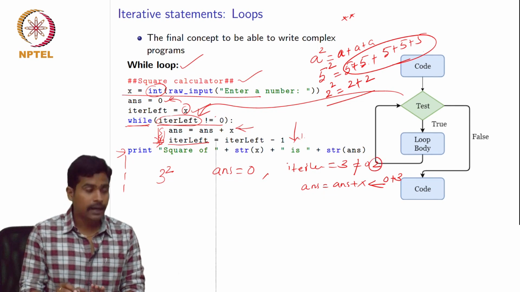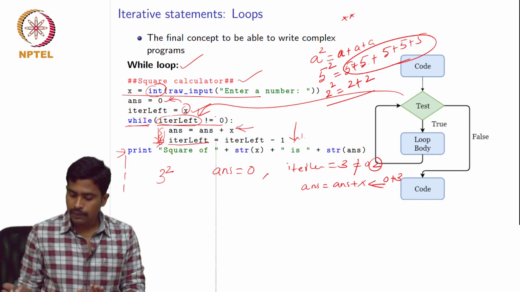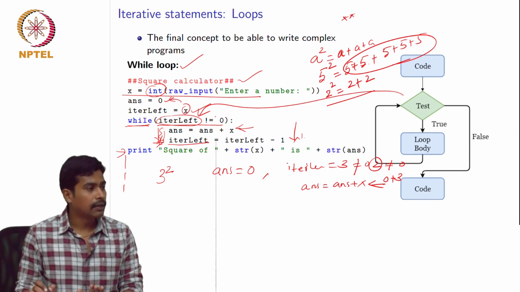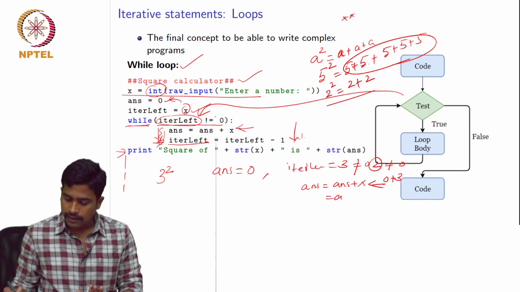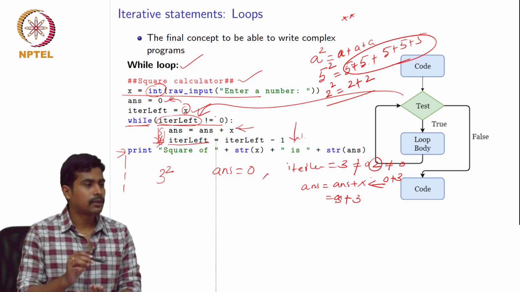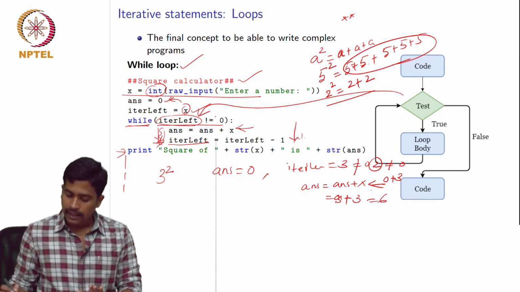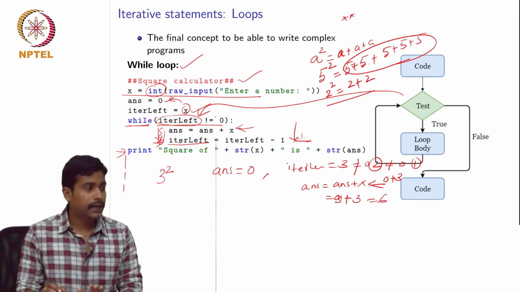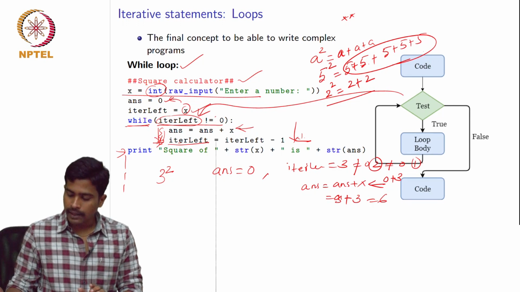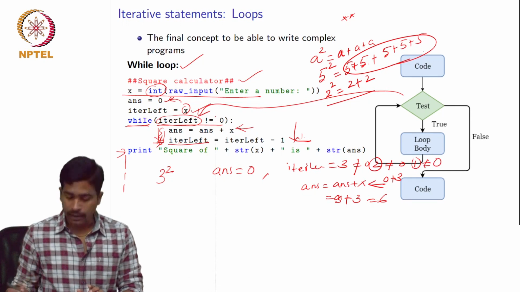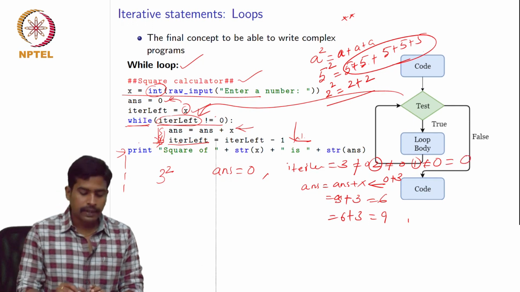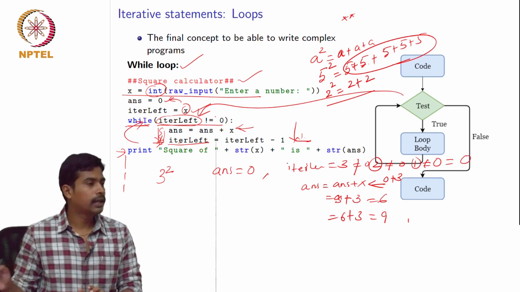So again we come back to the while loop and we check if this value is equal to 0 or not. Since 2 is not equal to 0, it again comes back into the while loop. Again we add to the answer, 3 plus 3, because earlier the answer was 3. So now it becomes 6 and we decrement the value to 1 using this statement. Again we go back to the condition, we check 1 is not equal to 0, we go back into the while loop, and this time we add 6 plus 3, which gives 9, and we decrement the value of iter to 0. We again come back to this point and check whether 0 is not equal to 0, which is false.